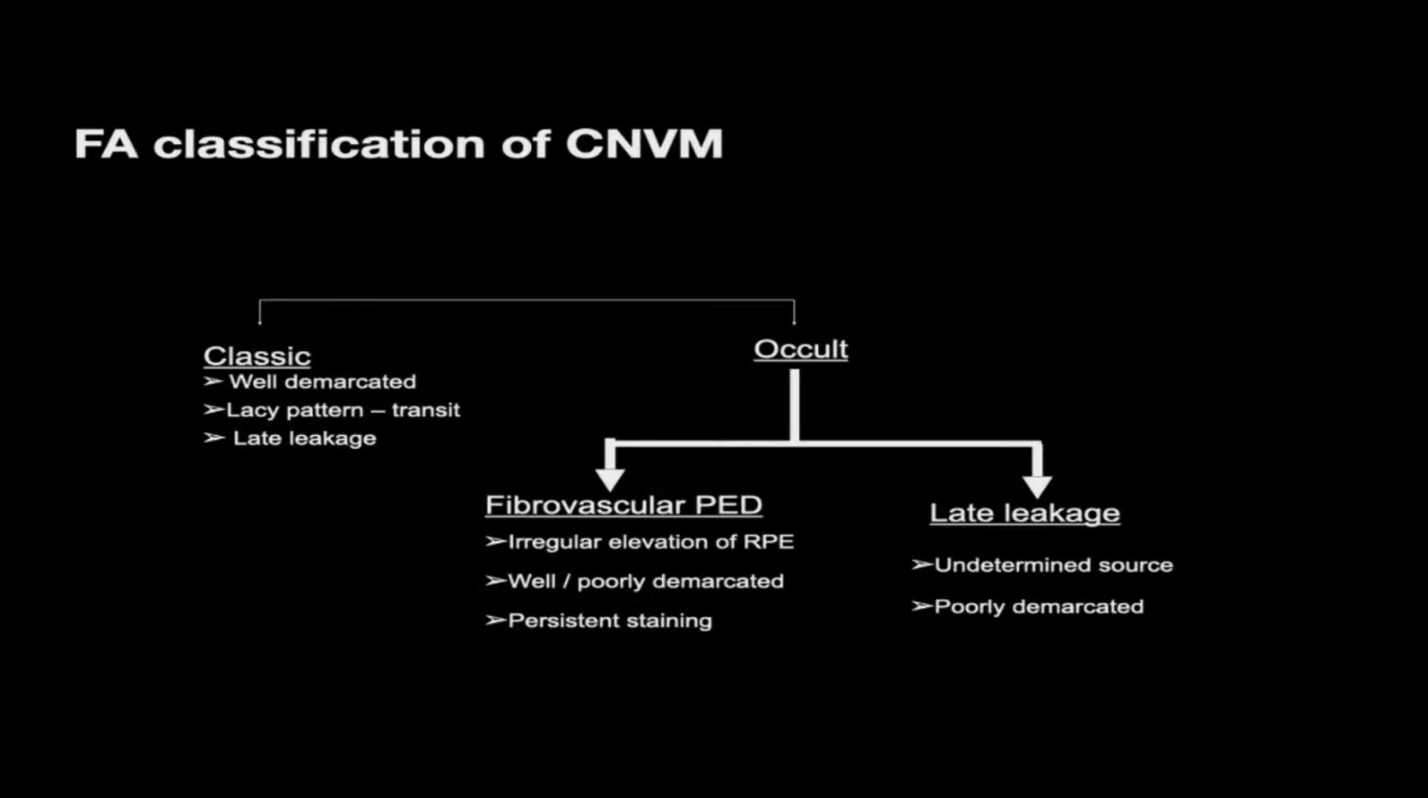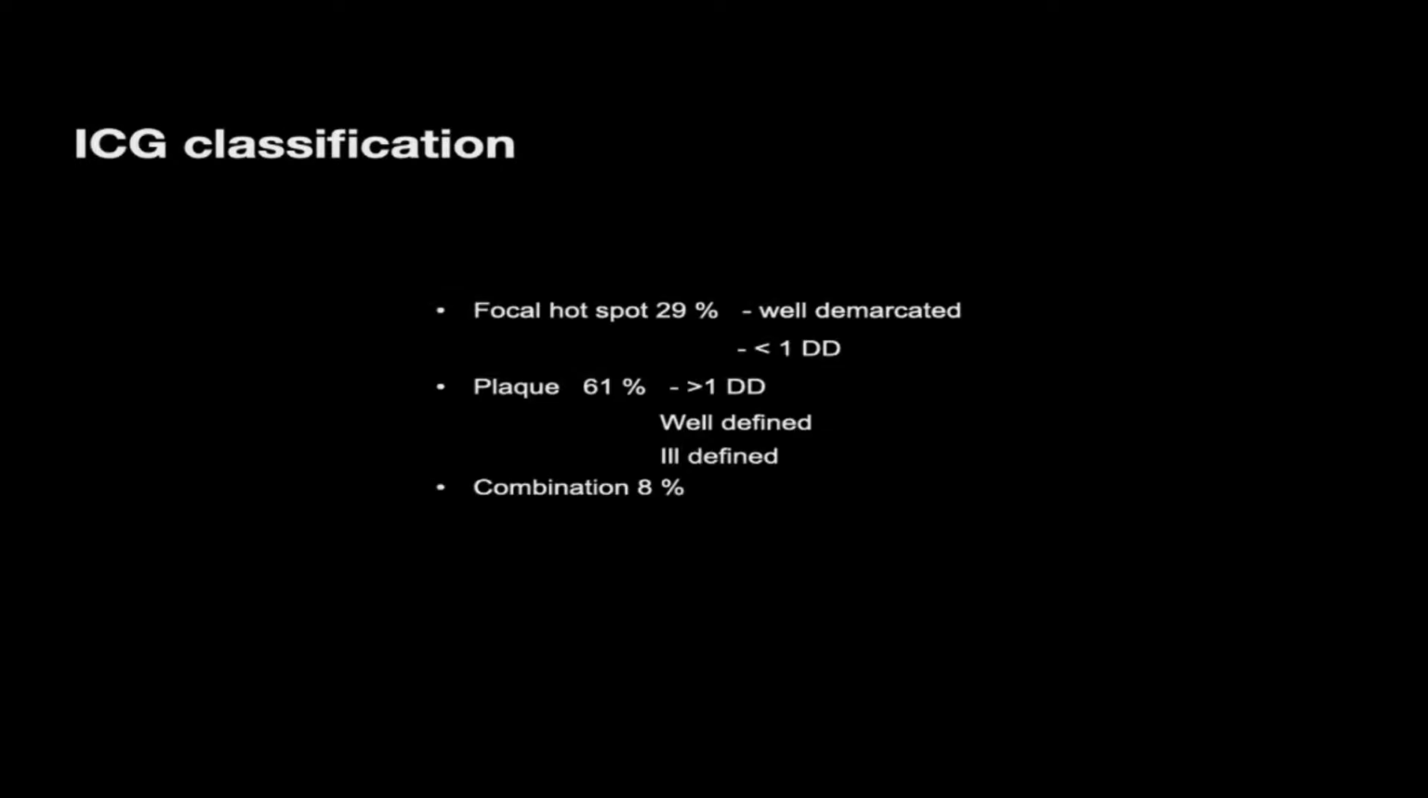Now, FA classification of CNVM essentially is divided into classic and occult CNVM membranes. You can go through the differences later. The ICG classification, however, is a little different. You have a focal spot, which is comparatively less, around 29%, where the size of the hyperfluorescence is comparatively smaller. It's less than 1 disc diameter.